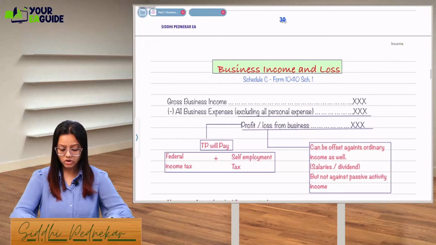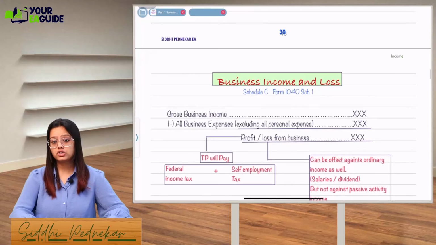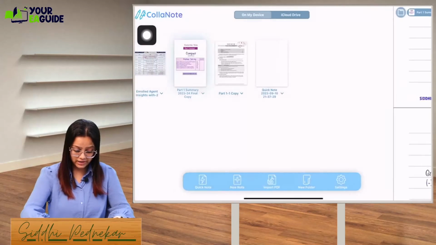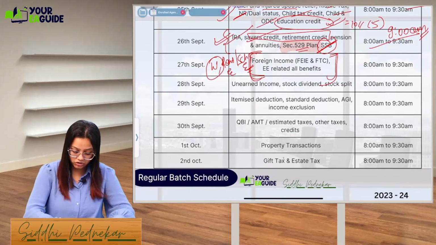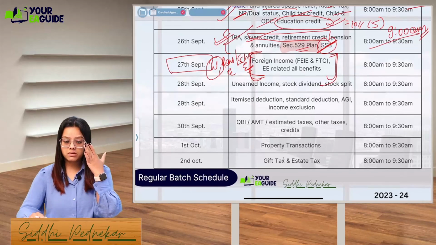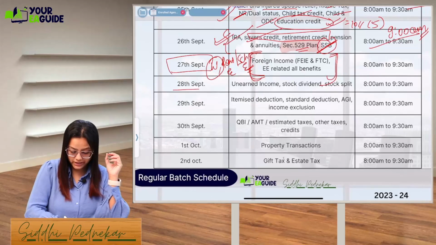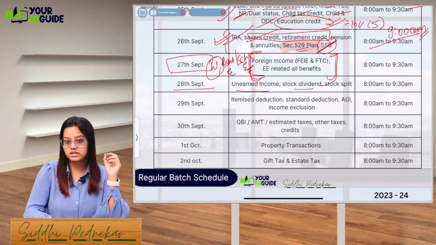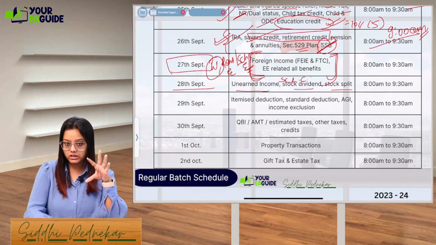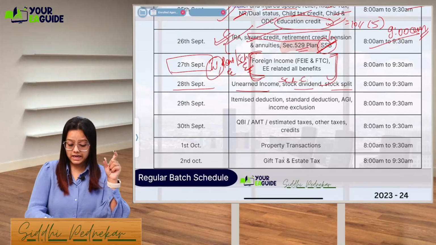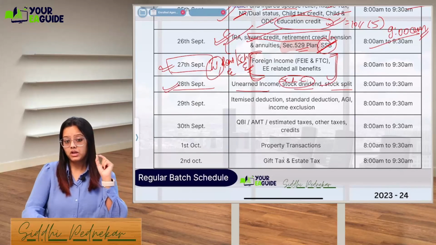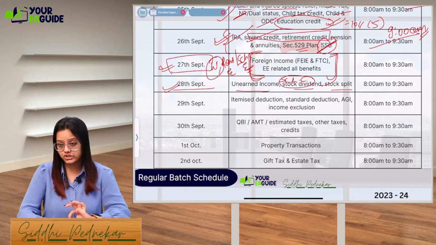Okay, next is business income and loss. We'll do it in a later session. Let me first check our schedule. Tomorrow we are going to start with the foreign related incomes. Now on 20th September, unearned income is done, stock dividend is done, stock split is done. Over here I'll take Schedule C again. Schedule E is done, all the unearned income is done, interest is done, dividend is done, stock dividend, stock split is done. Schedule C is left, we will take it later, but tomorrow we'll be starting with the foreign income.